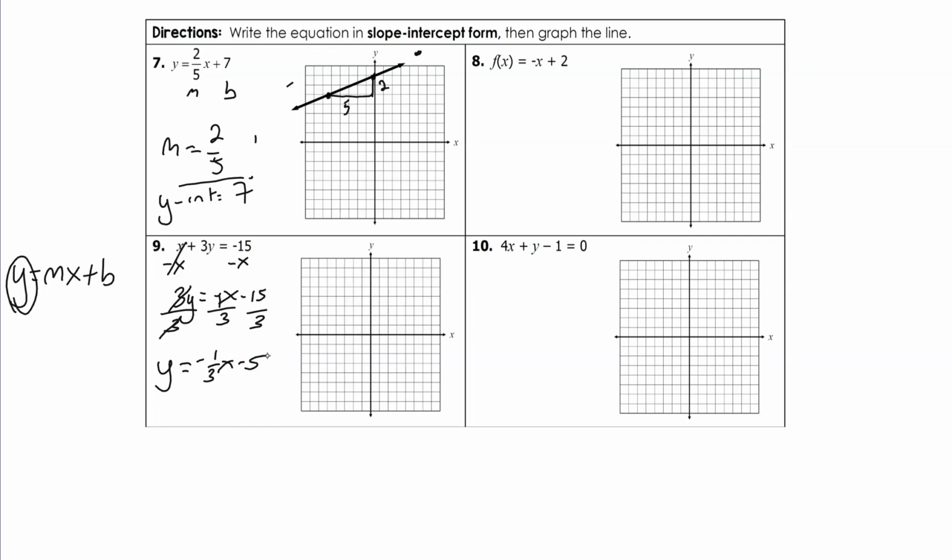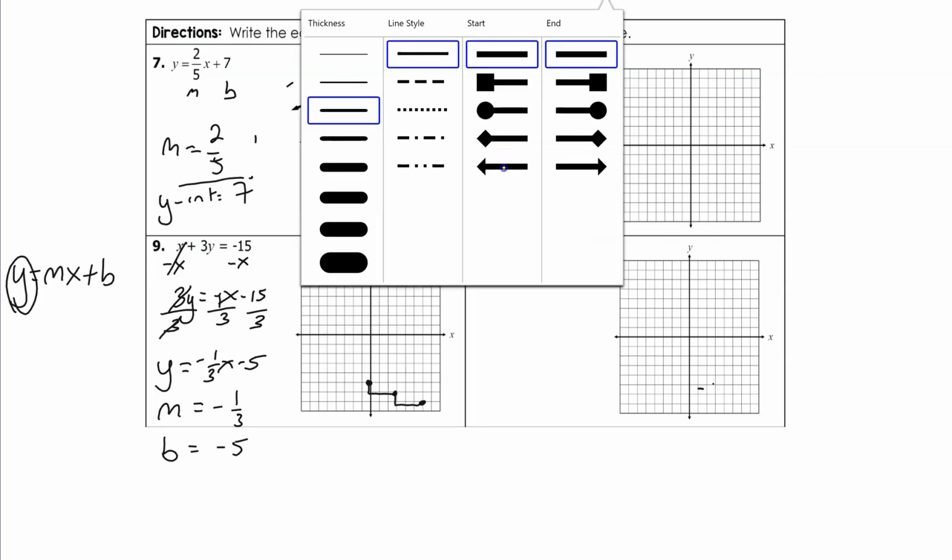So now I am in slope-intercept form, where my slope is negative 1/3, and my b, which is my y-intercept, is negative 5. So that means I'm going to start at negative 5 on the y, which is 1, 2, 3, 4, 5. So right there. And my slope being negative 1/3 means go down 1 and over 3. Down 1 and over 3. And then I can go ahead and graph my line.